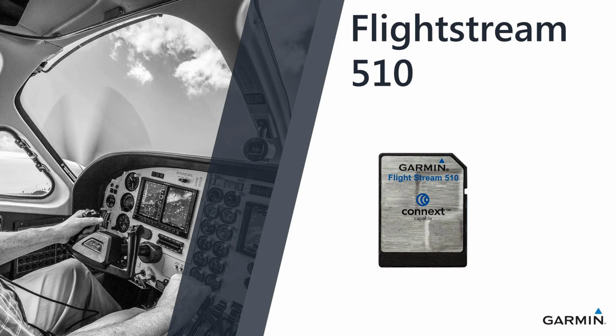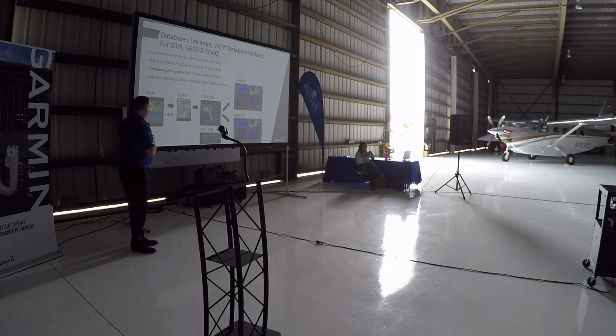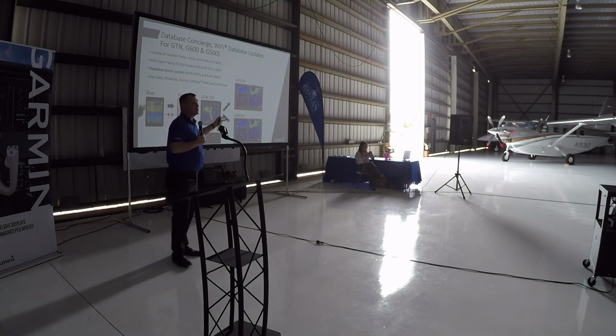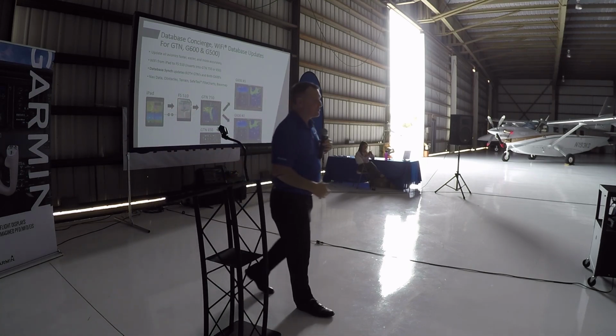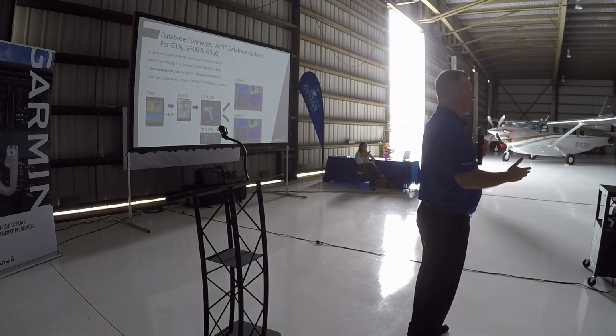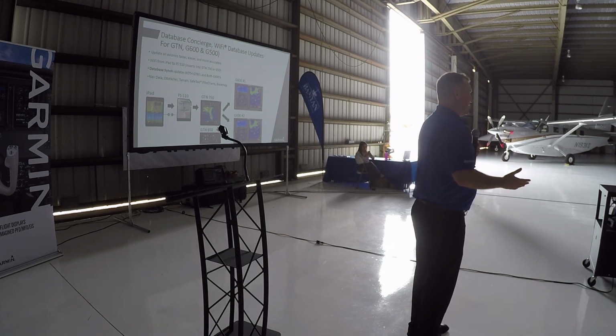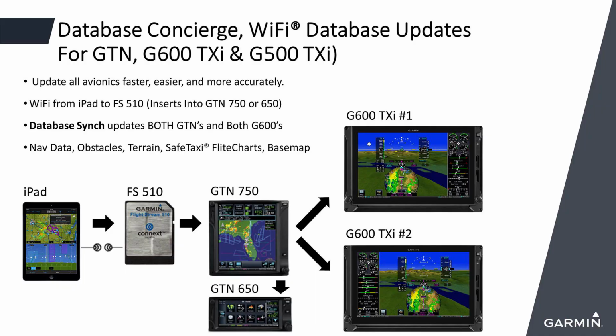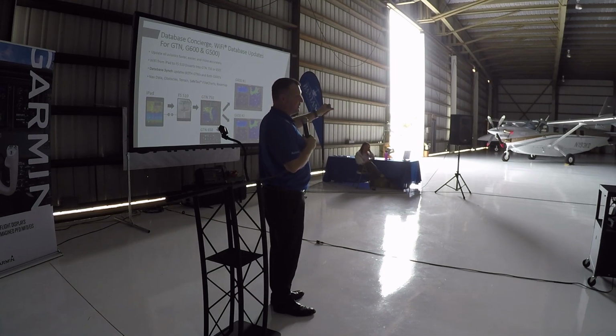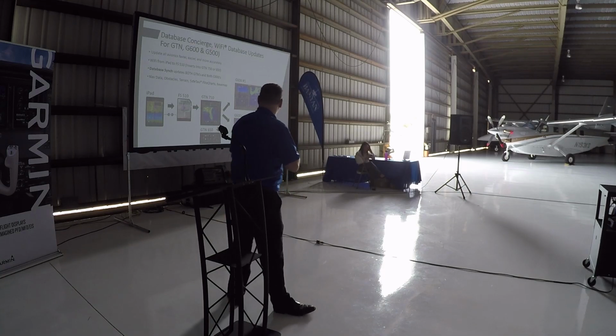Got a little graphic here, so just to review what Dave said, the idea with Database Concierge is you download your database. To use your Part 25 jet parlance, this is like single point refueling in your jet. This is single point database updates. You download your databases on the iPad, you put the Flight Stream 510 into the top slot of the GTN 750, the 750 updates the 650, and it pushes the update out to 1 or 2 TXi displays with one operation. So it's faster and less error prone than individually updating SD cards on every display in your cockpit.